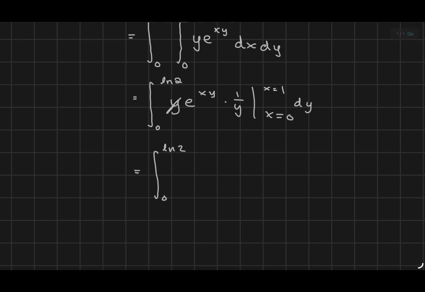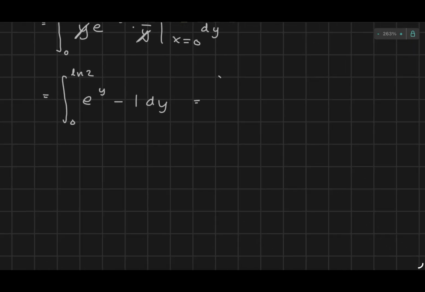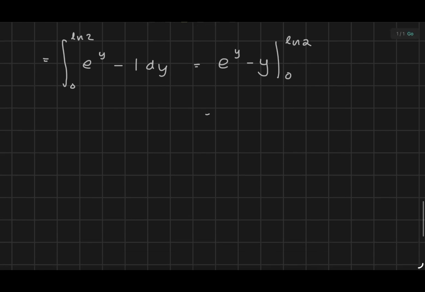Well, this is just going to cancel out. I can already see that. So we have e to the xy evaluated from x is equal to 1, x is equal to 0. Well, this is going to be e to the y minus e to the 0, which is 1, dy. Nothing else to actually mess with there. Pretty simple integral here. e to the y minus y from 0 to the natural log of 2. e to the natural log of 2 minus natural log of 2 minus e to the 0 minus 0.